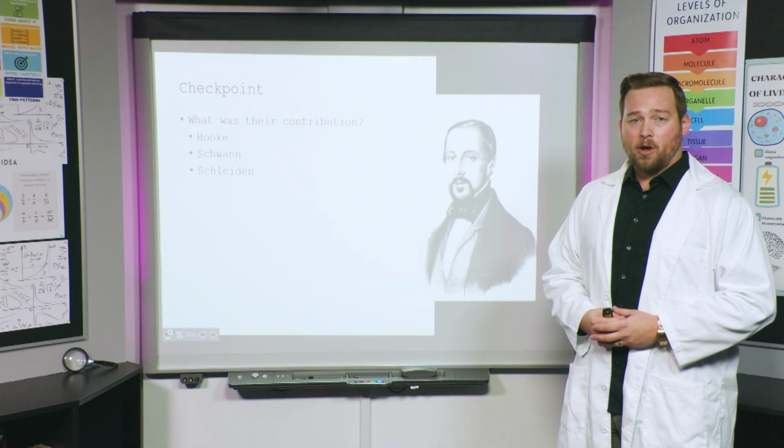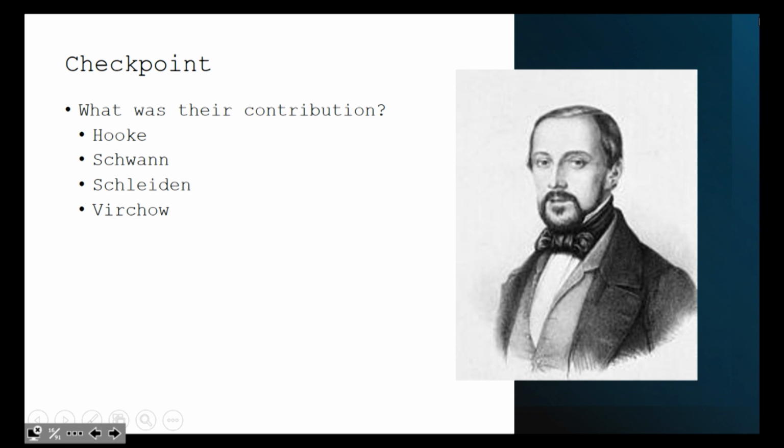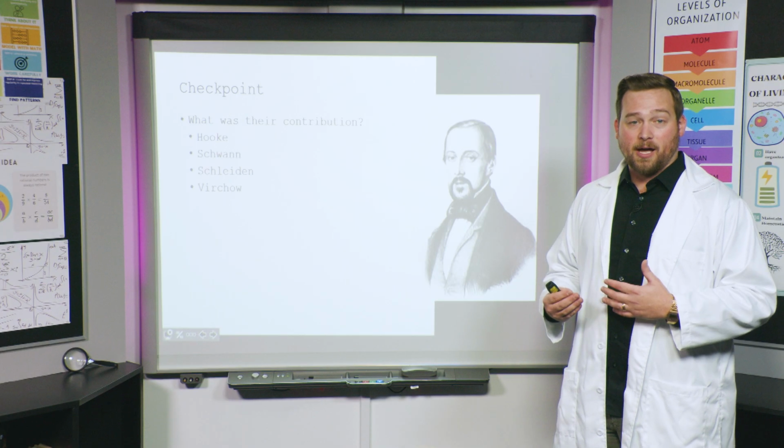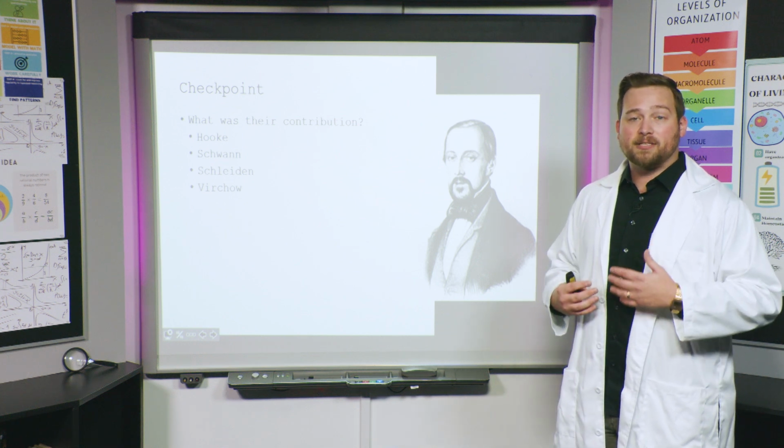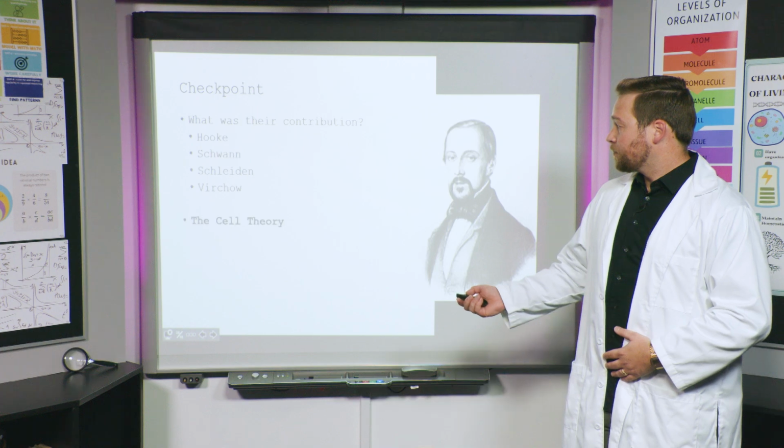That's right. Virchow had a really famous line. What was his quote? All cells come from pre-existing what? Virchow told us that all cells come from pre-existing cells. So those four or five scientists all working together developed that cell theory for us.